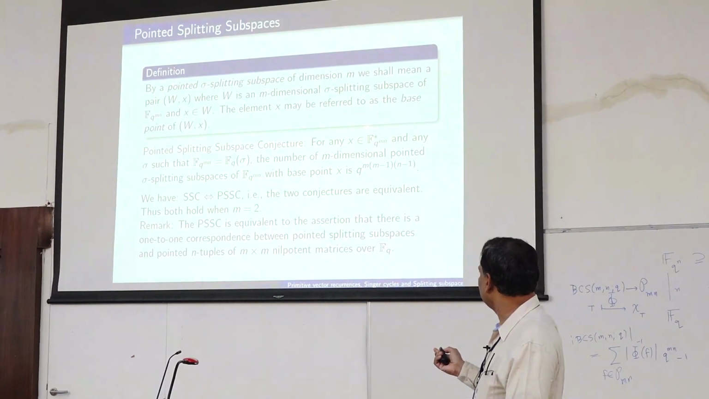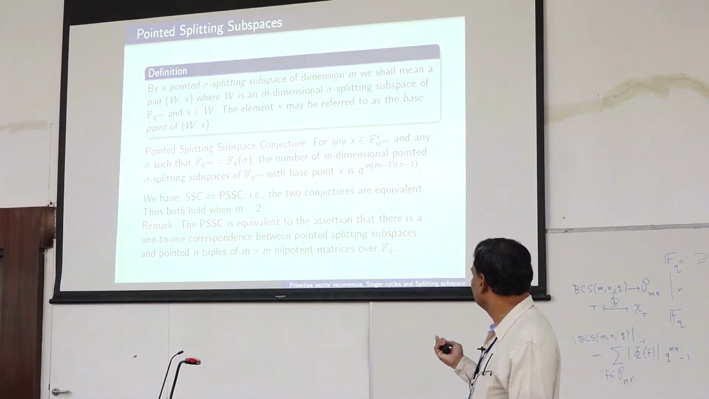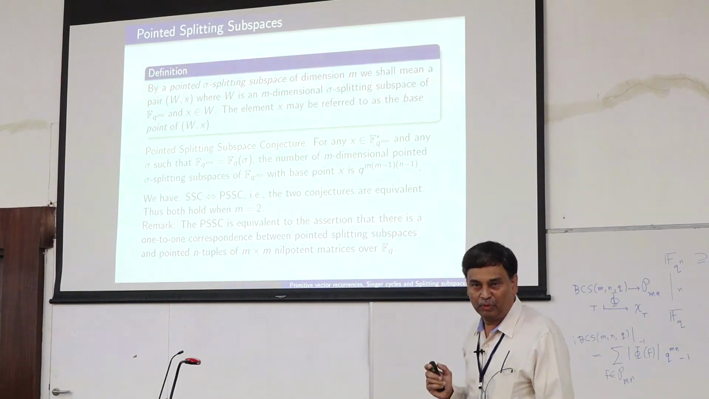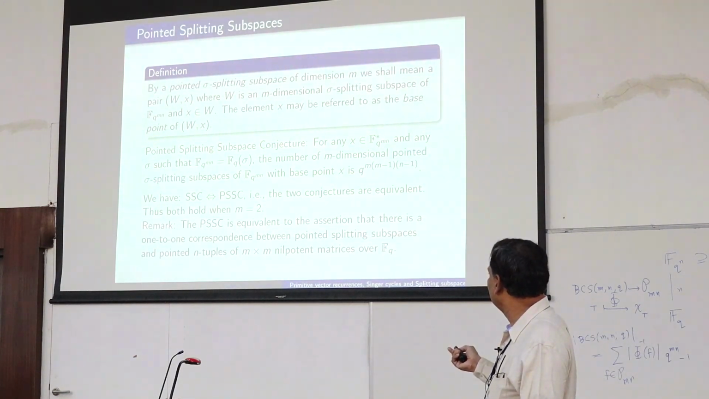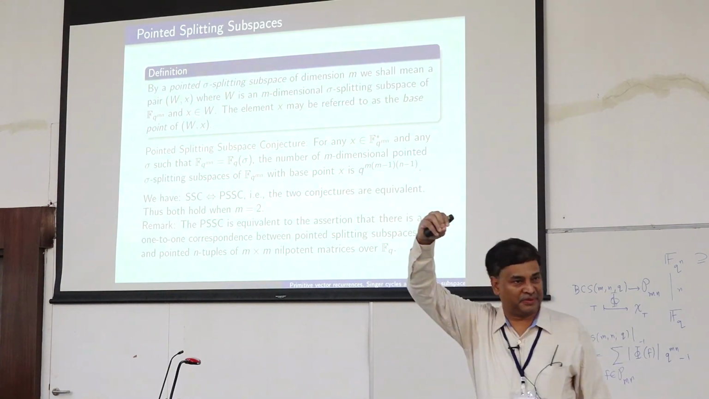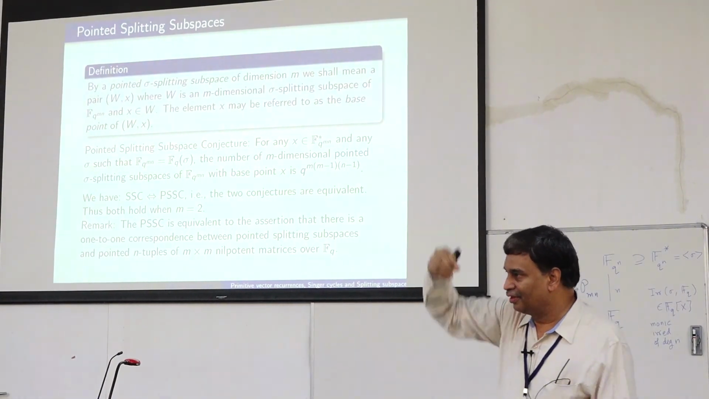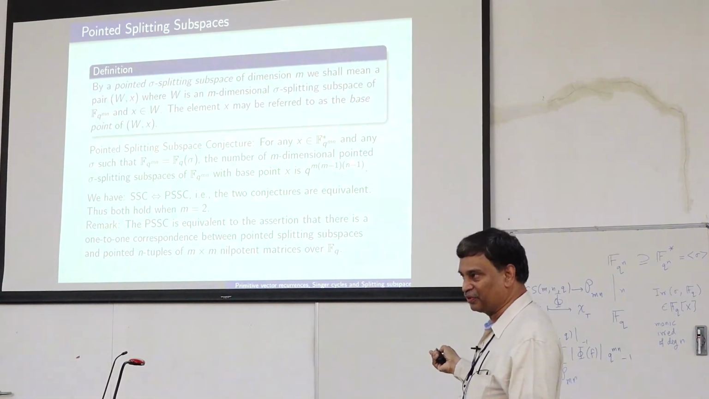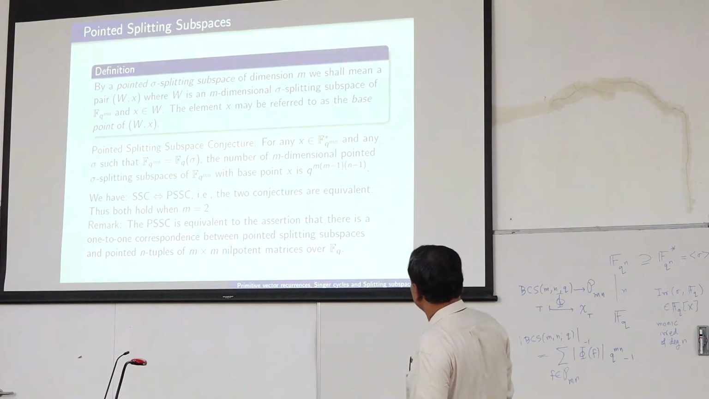The conjecture says that you take any X in Fq to the mn other than 0, and a sigma which generates Fq to the mn as a field over Fq, then the number of m dimensional pointed splitting subspaces with this fixed base point, so those sigma splitting subspaces which contain the pre-chosen point X, is just this power of q. So, this is what I call the pointed splitting subspace conjecture.